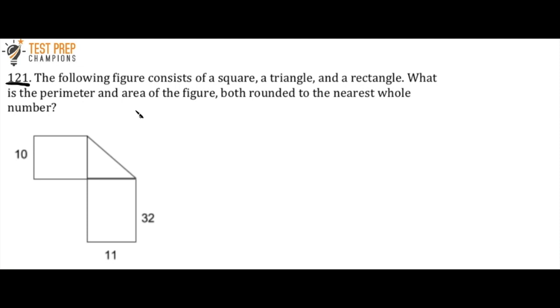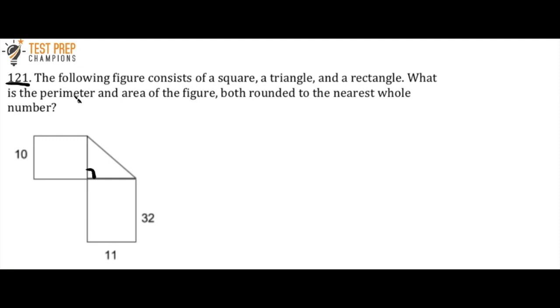So this is a very challenging problem, and this is really going to test your understanding of geometry. So let me just add one note in here. This is a right triangle. So it says the following figure consists of a square, a triangle, and a rectangle. What is the perimeter and area of the figure below? Both rounded to the nearest whole number. All right, pause the video and let's see if you can get this.